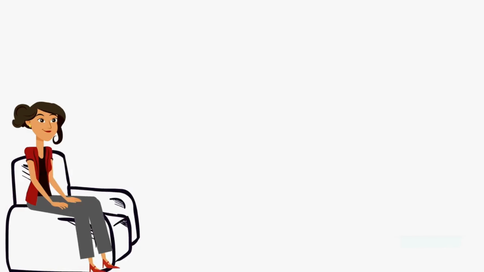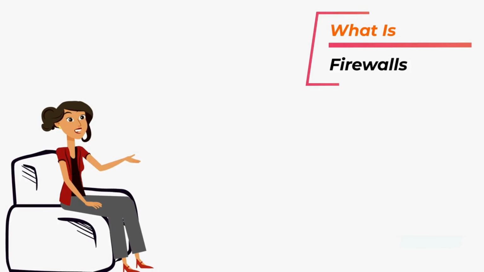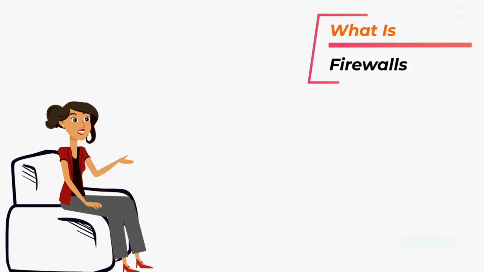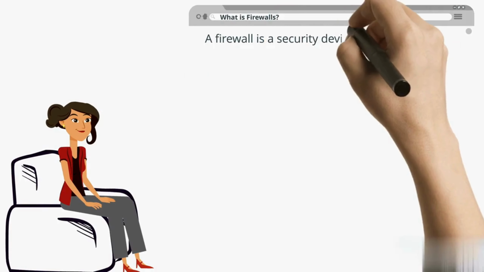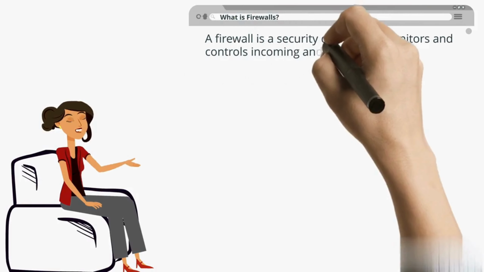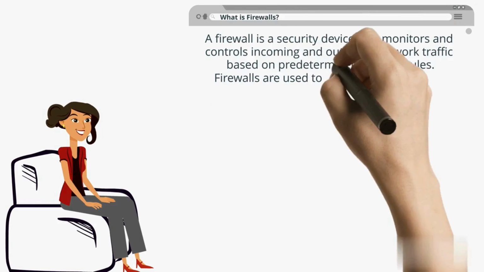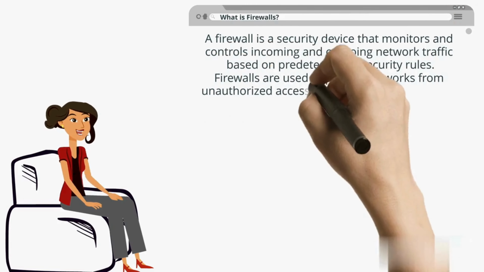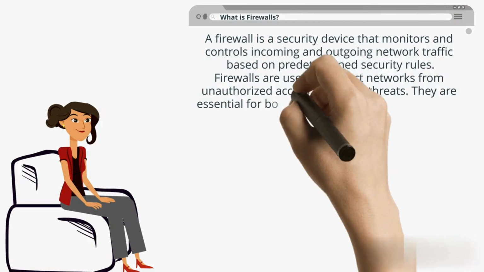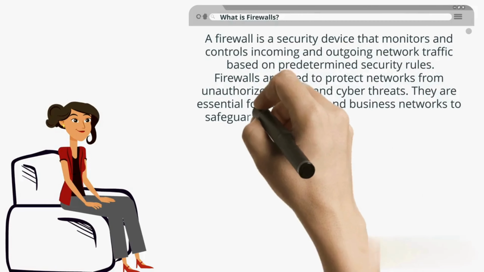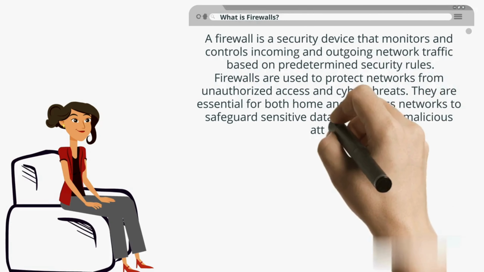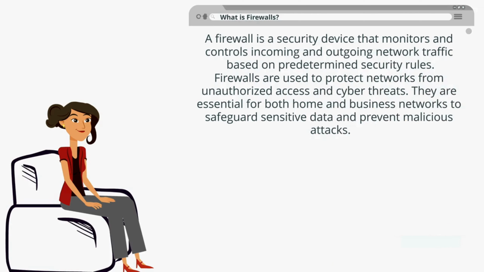Finally, let's talk about firewalls. What is a firewall? A firewall is a security device that monitors and controls incoming and outgoing network traffic based on predetermined security rules. Firewalls are used to protect networks from unauthorized access and cyber threats. They are essential for both home and business networks to safeguard sensitive data and prevent malicious attacks.